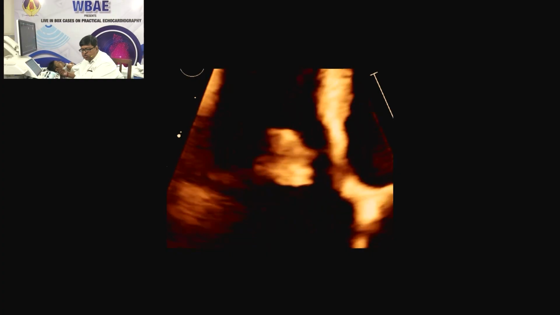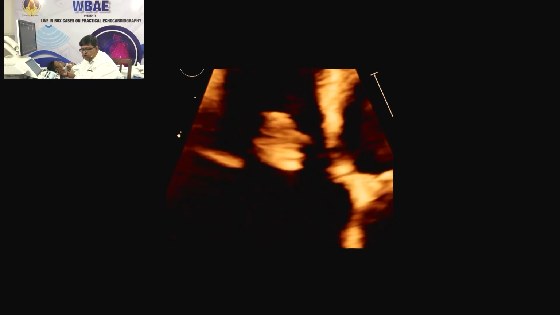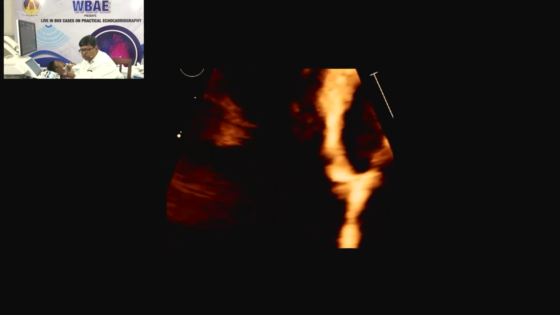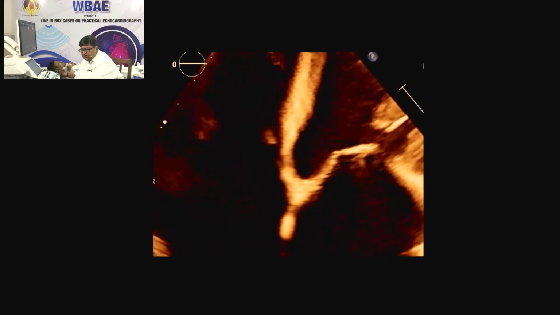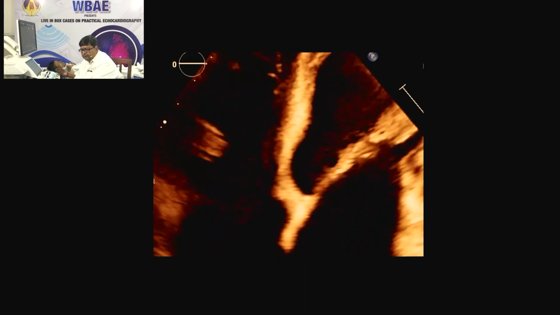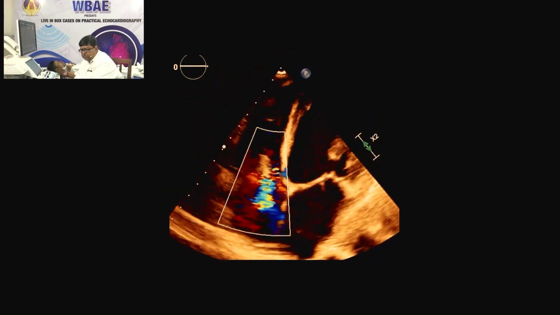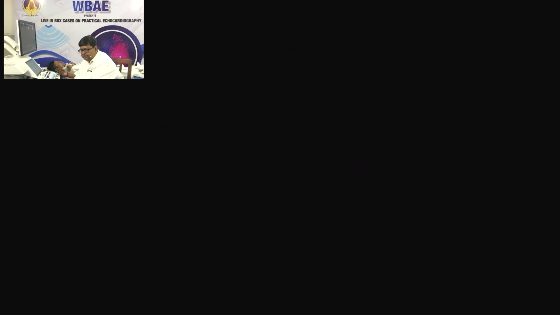This is a tricuspid valve vegetation in a CKD patient where we can see a thickened, not so mobile mass attached to the atrial aspect of the anterior tricuspid leaflet, giving rise to significant tricuspid regurgitation.